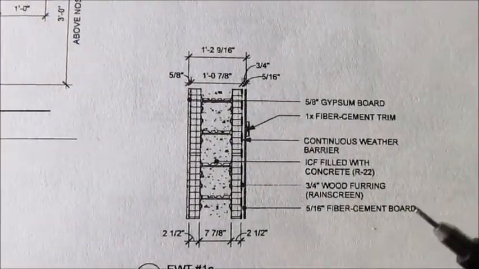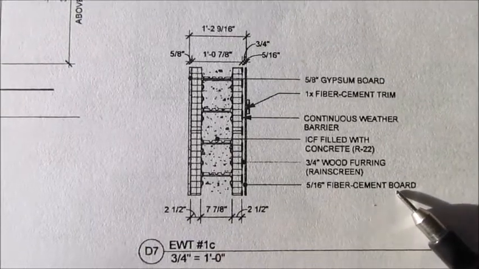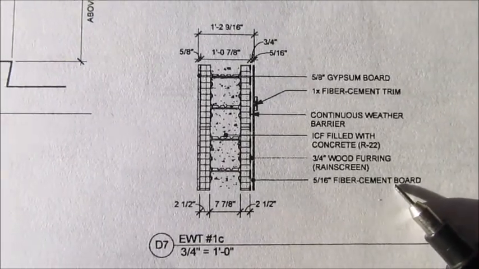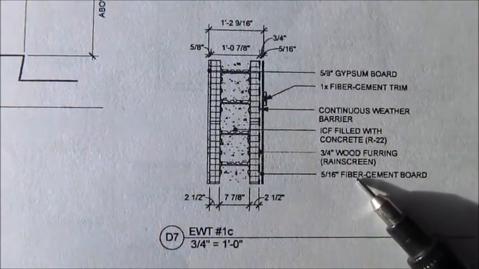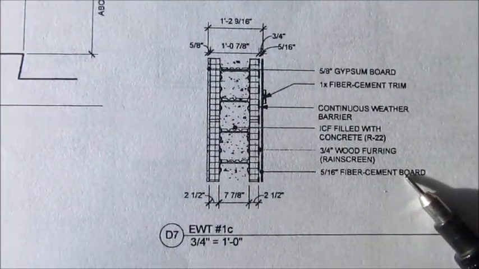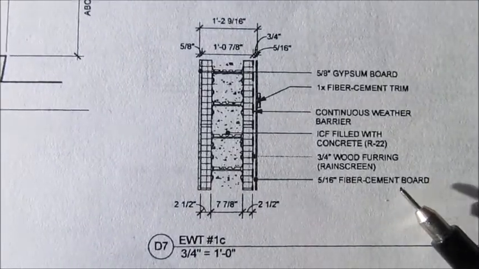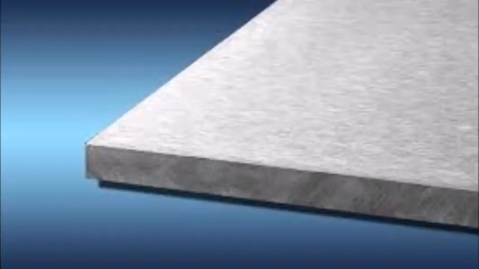We're going to take first look at this 5/16 fiber cement board. This is a sheet product in this case, similar to plywood, but it's made out of a fiber-filled concrete panel, which is extremely durable and requires very little maintenance. So this is what fiber cement board looks like. It's a rigid board that requires very little maintenance.